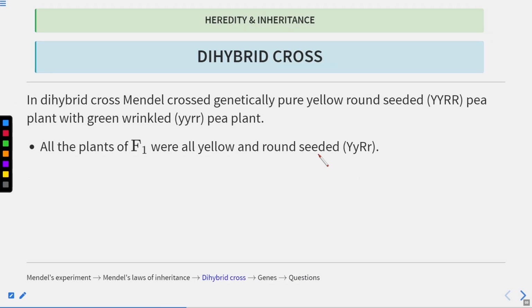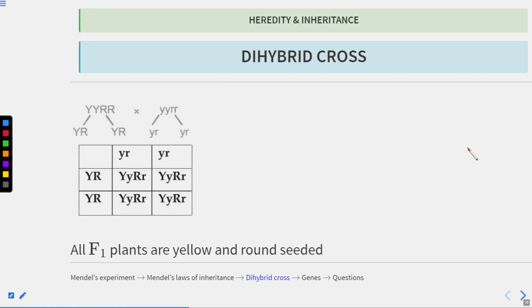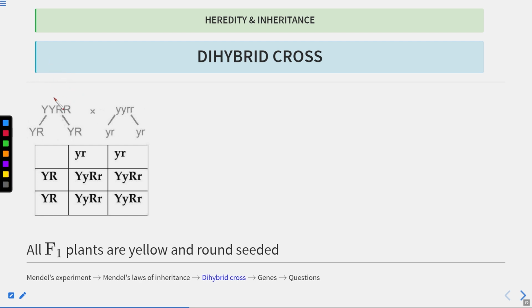Now let's move on. In a dihybrid cross, Mendel crossed genetically pure yellow round seeds. Here we have two pairs of contrasting characters, yellow and round seed. They were crossed with green and wrinkled pea plants. So what will happen? All the plants of the F1 were yellow and had round seeds. So this was the genotype of the F1 hybrid. Again, this was the cross that was initially made. So these were the parents.